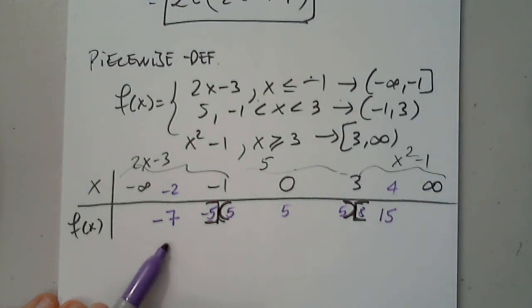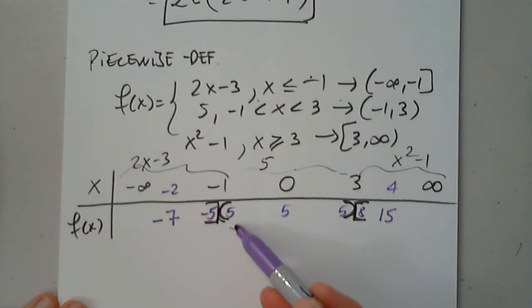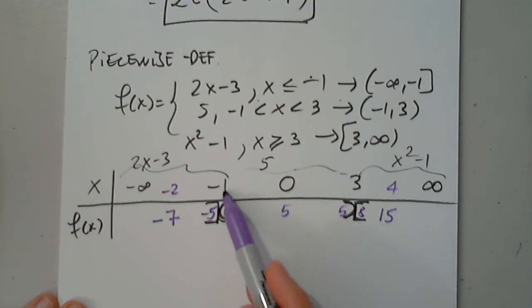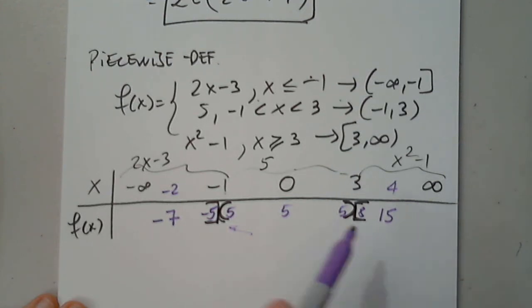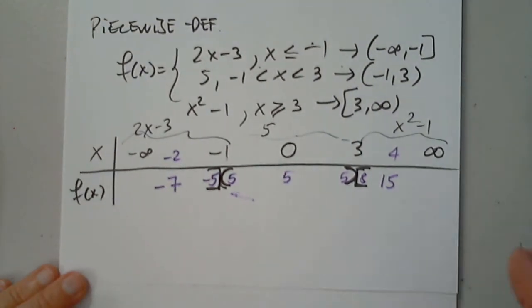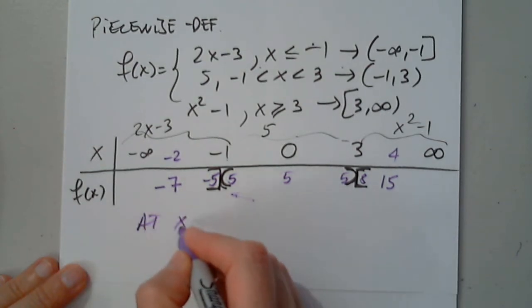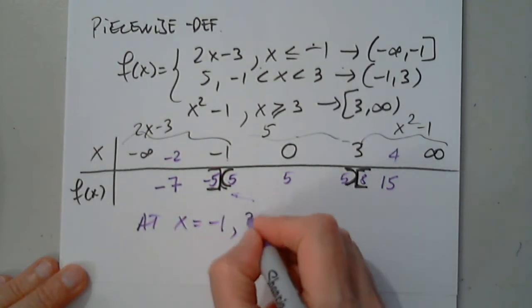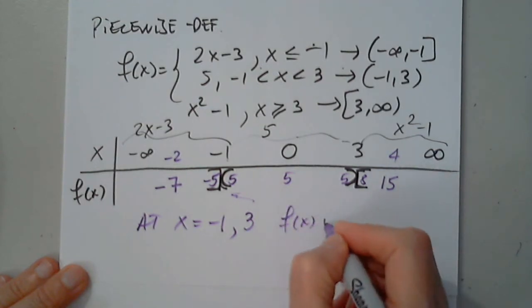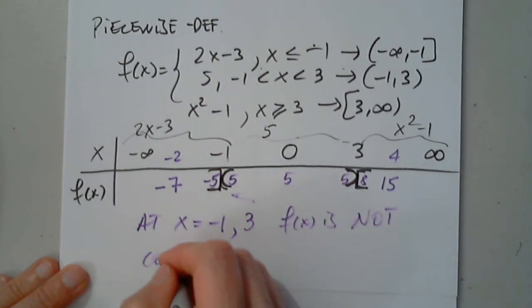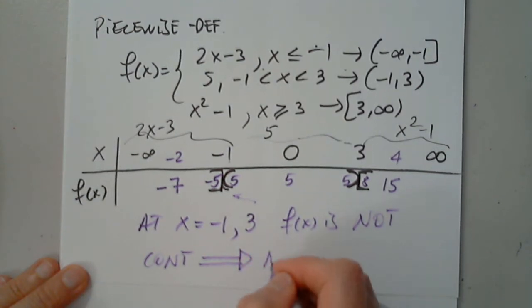I know clearly that the limit from the left, if I'm asked, is -5. The limit from the right is 5. What is the limit from either side of -1? Does not exist. Excellent. The limit from the left is 5. The limit from the right is 8. The limit from either side does not exist. Perfect. So we already know that at x equals -1 and 3, f of x is not continuous, which means not what?